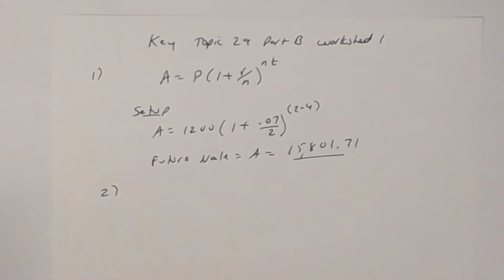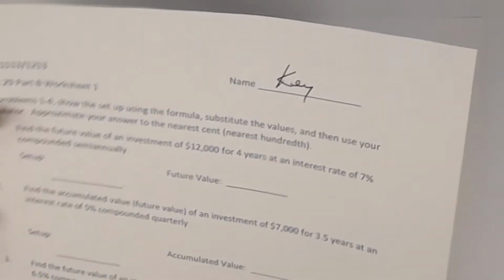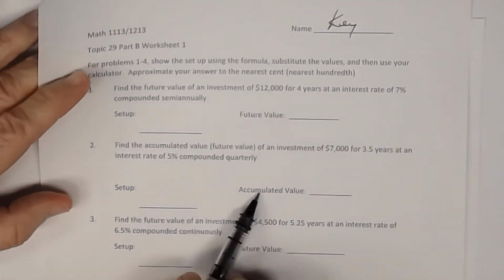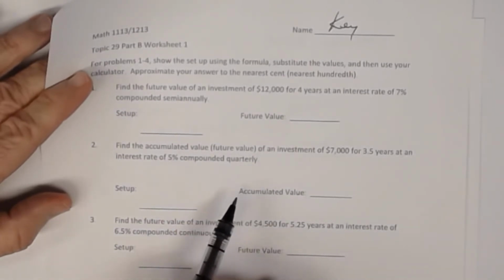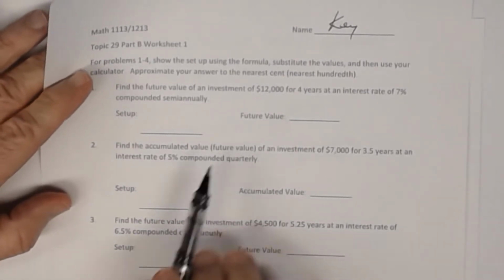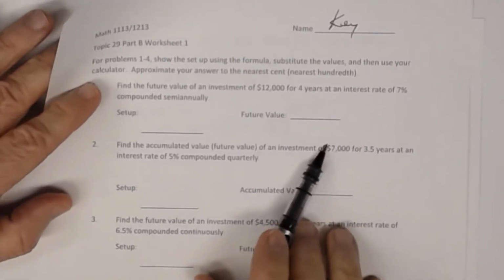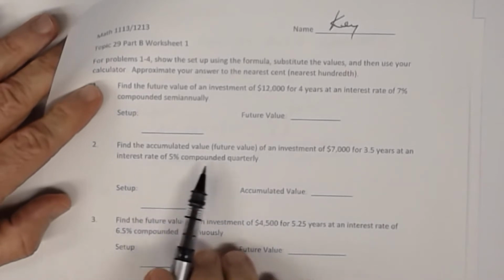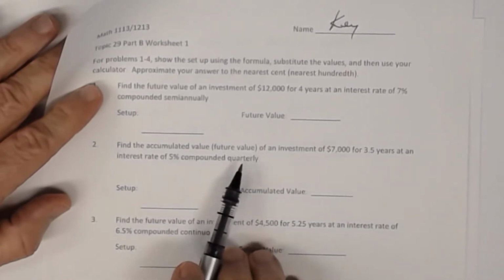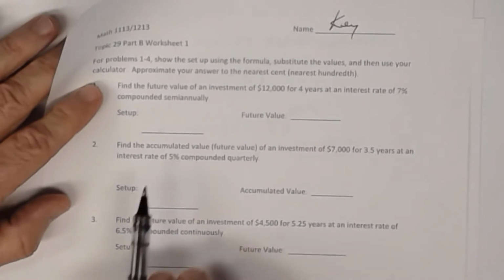Okay, number 2. This time you're asked to find the accumulated value. Accumulated value and future value are the same thing, so just keep that in mind. This time your principal is $7,000, the time is 3.5 years, and it's compounded quarterly, which means 4 times per year, so N is 4, and the interest rate is 5%.